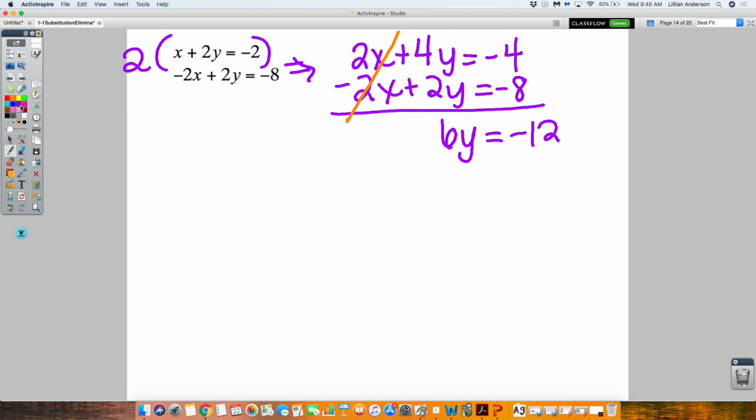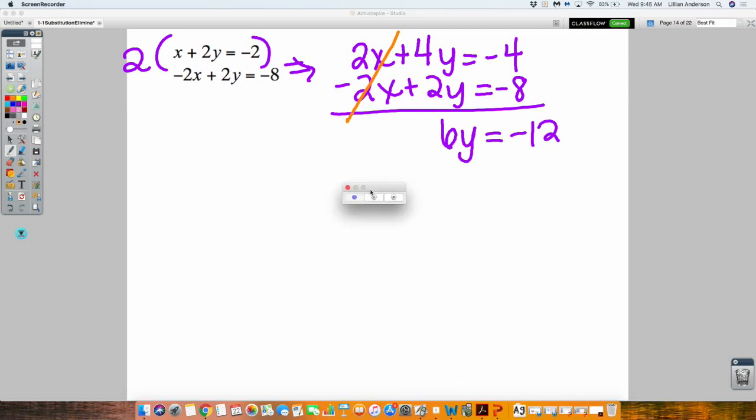Careful. Negative. What's y? It's going to be negative 2 because I divide by 6. And it's a negative 12 divided by a positive 6, so that's a negative 2.